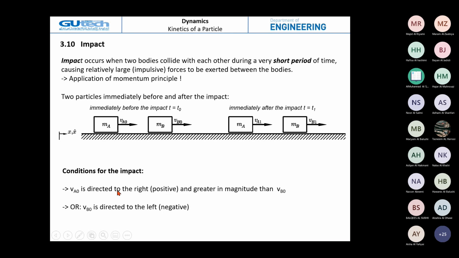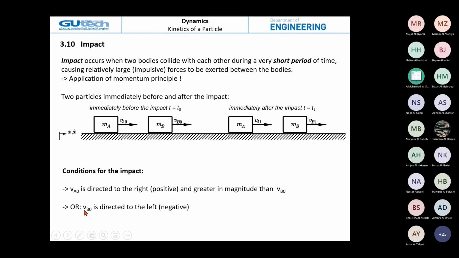VA0 is directed to the right, positive, and greater in magnitude than VB0. If VA0 is smaller than VB0, there will be no impact. If the two velocities are equal, in this case there will also be no impact. The impact can happen only when VA0 is greater than VB0, which means the mass MA will collide with the mass MB.